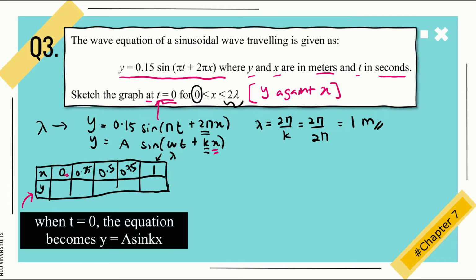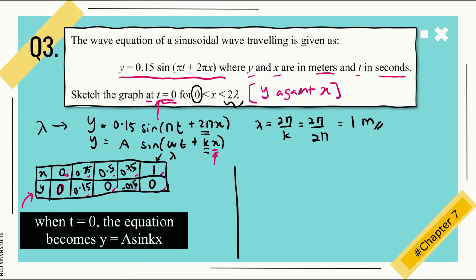So what is the value of y? Then we repeat the same thing. We substitute the value of x, see what happens to y, and we do the same until the value of one wavelength. When x is equal to 0, y is equal to 0. I have calculated this for you. So when x is equal to 0, y is equal to 0. When x is 0.25, we have 0.15. At 0.5, we have 0.